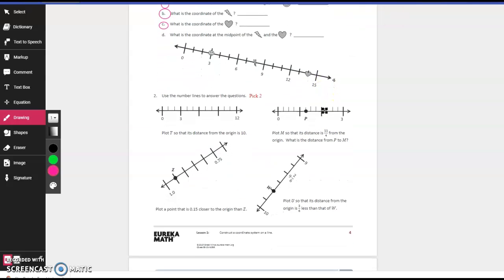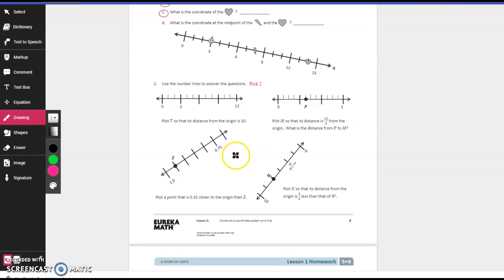All right, number 2. You only have to pick 2 out of these 4, okay? Choose the 2 that you think would be easiest. You do not need to do all of them. If you would like to, you're more than happy to, then go ahead. We will check those over and make sure that you did them correctly, but you only have to pick two.